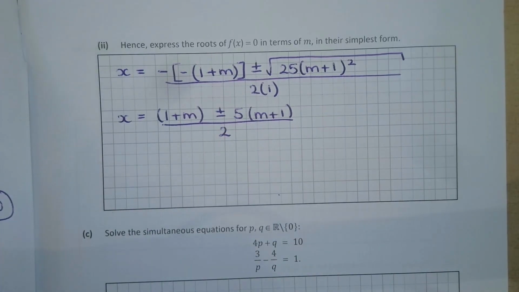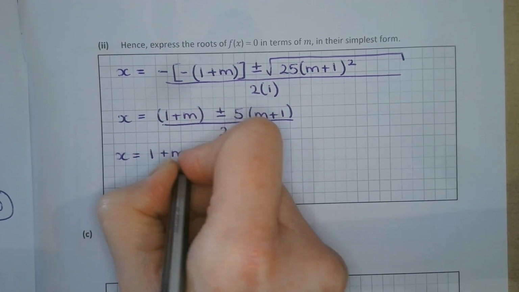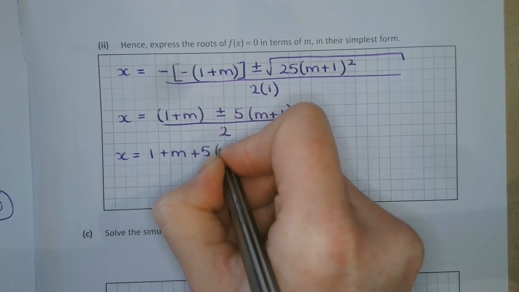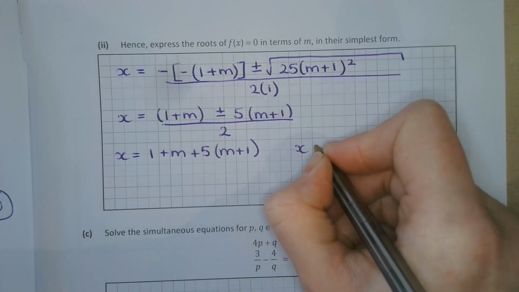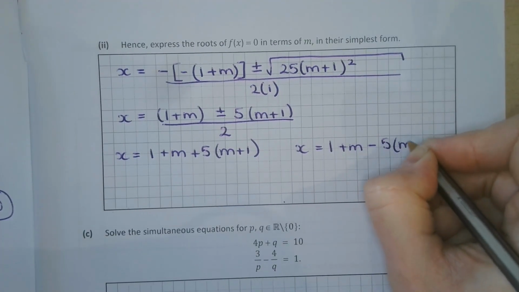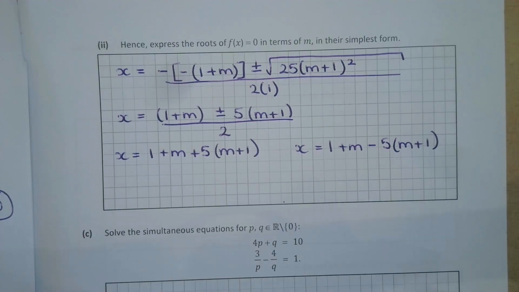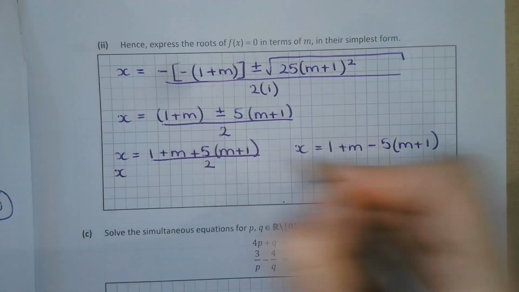And we can take the positive side and the negative side here to find our roots. So x is equal to 1 plus m plus the 5 times m plus 1. Again, you can multiply that out straight away. Or x is equal to 1 plus m minus the 5 times m plus 1. Just be careful about multiplying in the minus. So x will be equal, and again, sorry, they're both over 2.